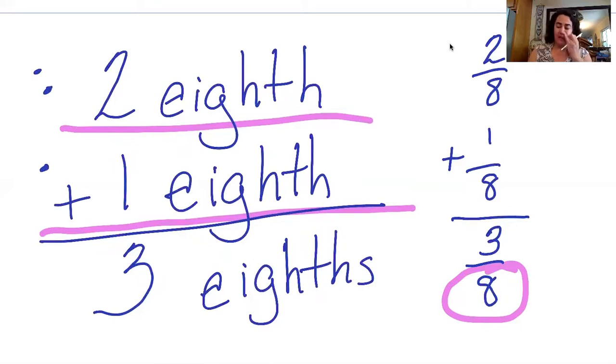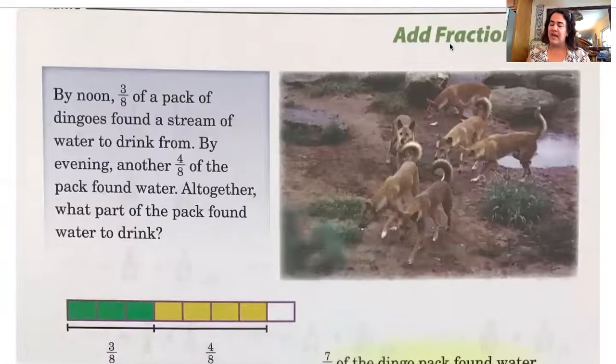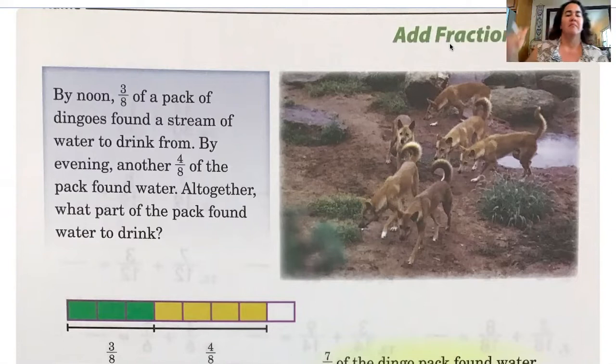Let's go ahead and take a look at your math paper for today. And today we're going to be adding some fractions. So, your paper says in the big blue square at the top, read along with me. By noon, 3/8 of a pack of dingoes found a stream of water to drink from. By evening, another 4/8 of the pack found water. Altogether, what part of the pack found water to drink?